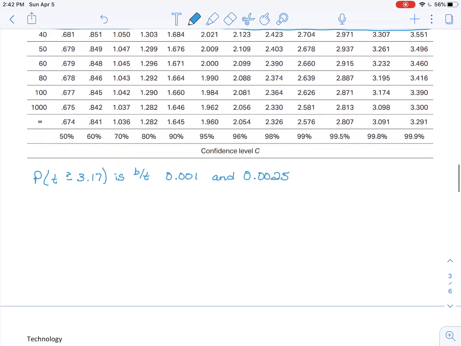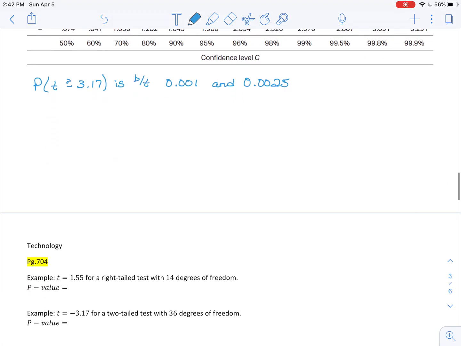Now, that's just one tail. That is this area up here. We have the exact same area over here. So that's not our p-value. That's half of our p-value. So when I talk about our p-value, that's the same thing as the probability that the test statistic is to the left of negative 3.17 or to the right of positive 3.17.